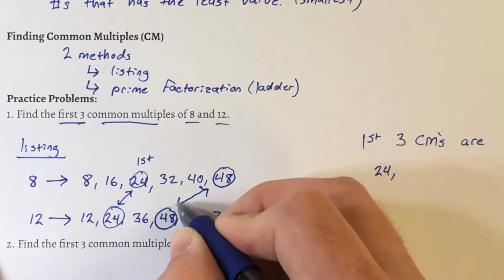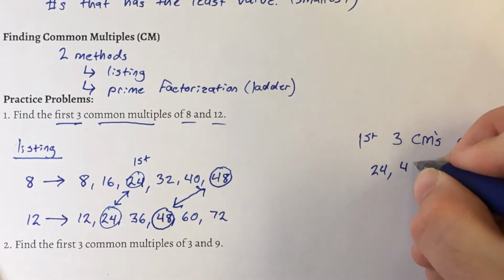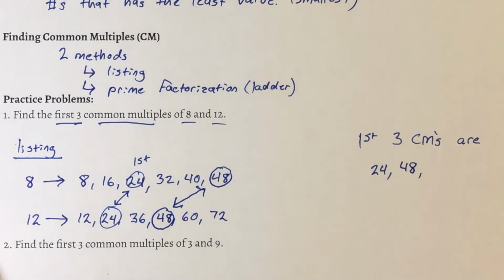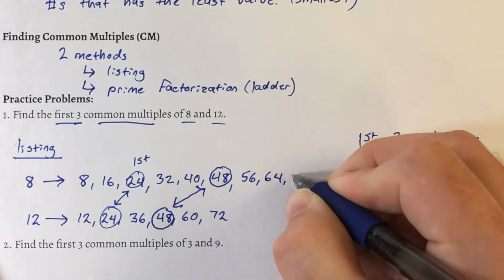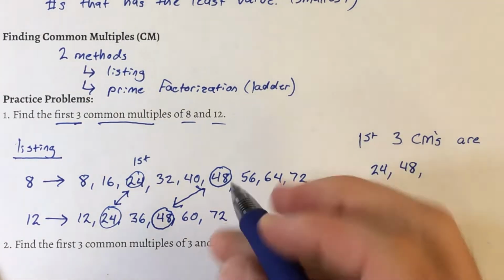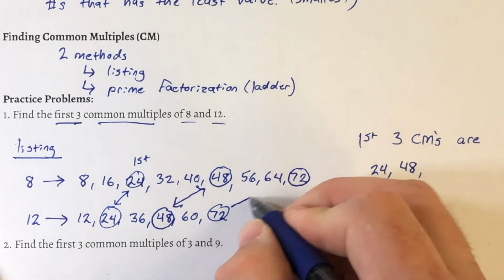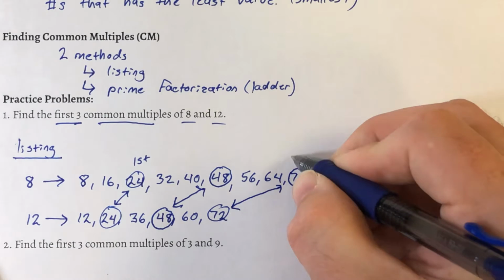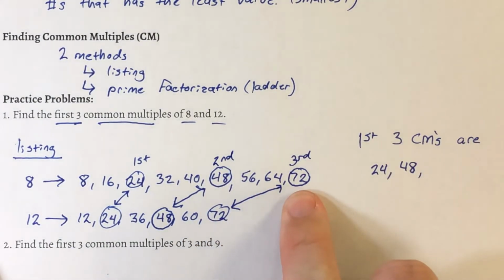That's our second common multiple. So I'm going to add it to my answer. And now we just need our last one. Let's continue counting by 8s. So we've got 56, 64, and 72. I can automatically right now see that 72 is in common. That is our third and final common multiple, 72.